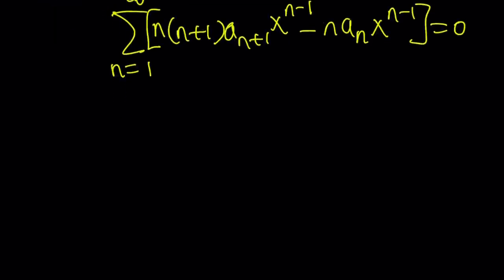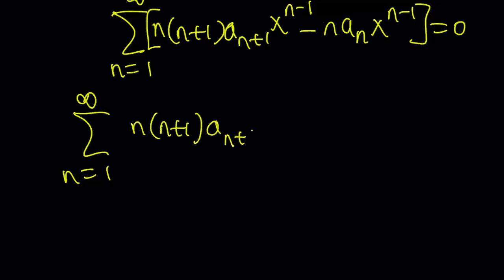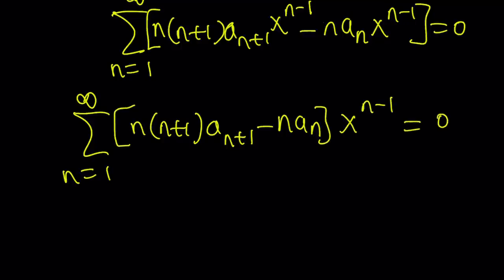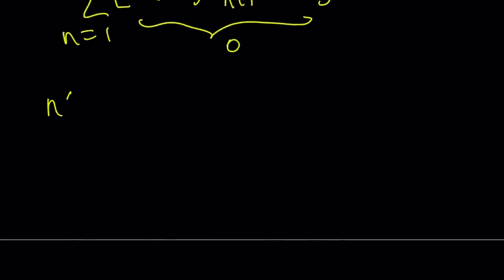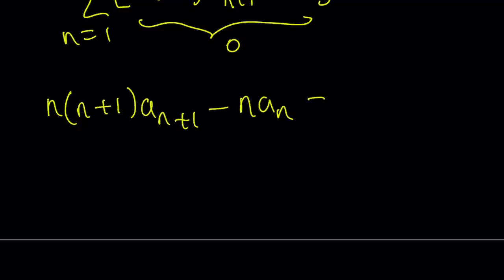Awesome. Now we can go ahead and factor out some terms, and those terms are going to be like this. We're going to have n times n plus 1 multiplied by a sub n plus 1 minus n times a sub n, and this whole thing is going to be multiplied by x to the power n minus 1, equal to 0. So you have a sum of powers of x, but that is 0. That can only happen if all the coefficients are 0. In this case, this represents all the coefficients. So let's set that equal to 0 and see what happens. n times n plus 1 times a sub n plus 1 minus n times a sub n equals 0.